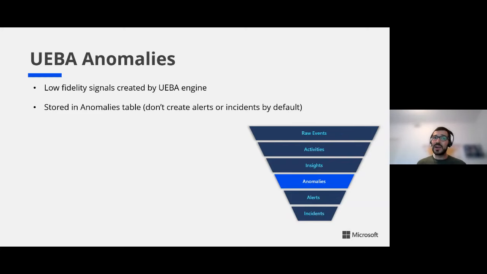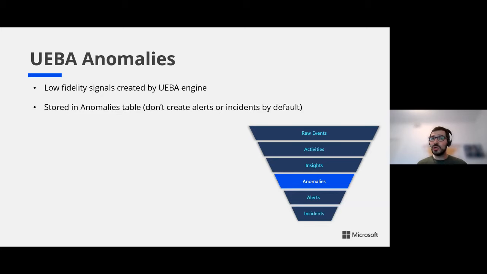These are stored in the anomalies table. Okay, so as you saw in the previous slide, there are several tables that we have. They are fully documented in our documentation, so we encourage you to go there to understand the full details. But these in particular, the UEBA anomalies, are stored in the anomalies table. This anomalies table doesn't create alerts or incidents. Again, they are low fidelity signals, right?